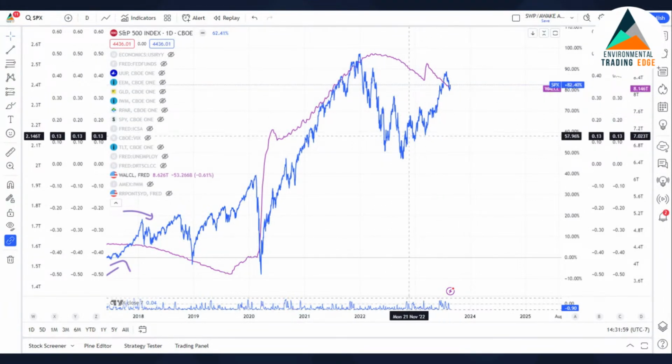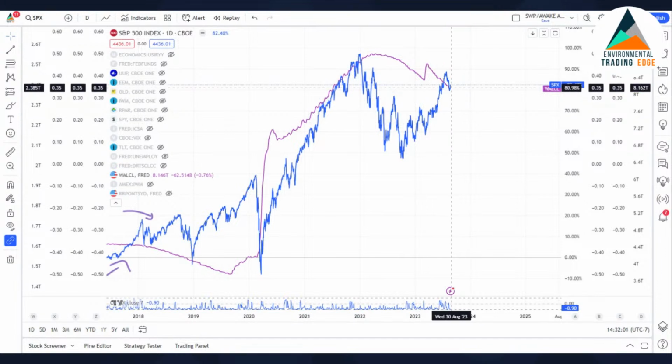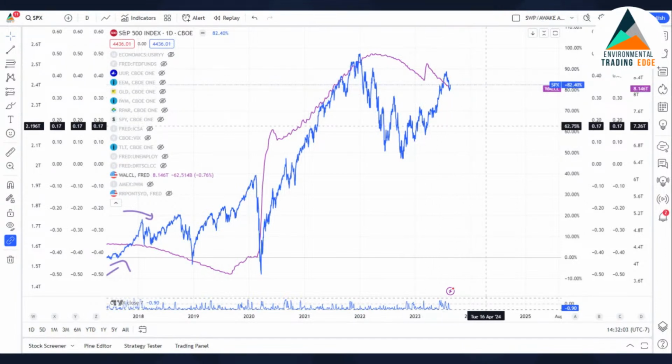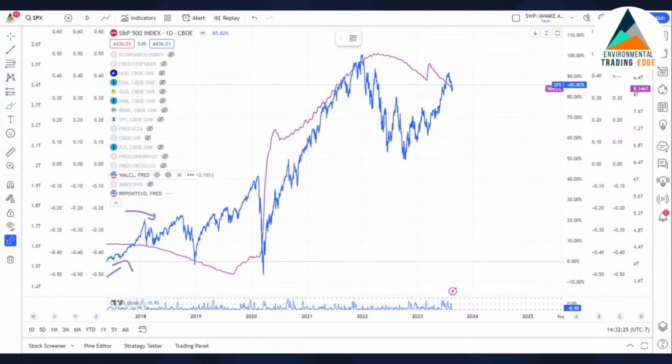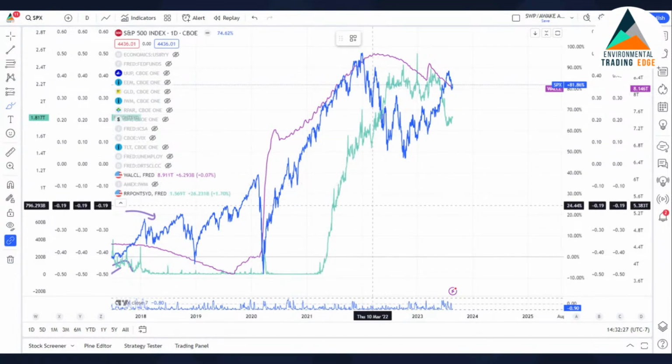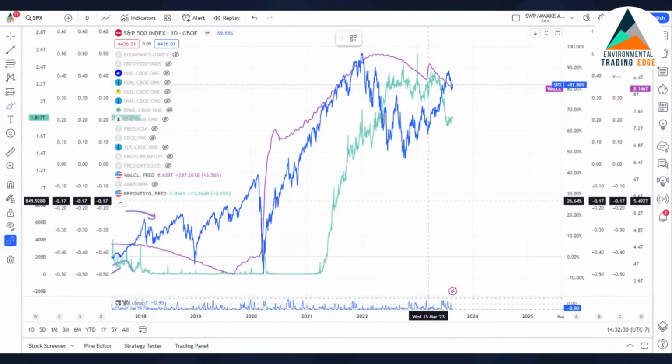So what's been happening over here? Why has the market been able to go up while the Fed has actually been reducing their balance sheet? It's because they are reducing their balance sheet, but there is another system in play that is pushing money back into the market. That system is called the reverse repo facility.